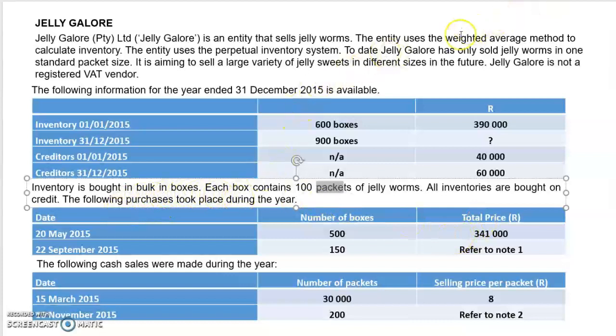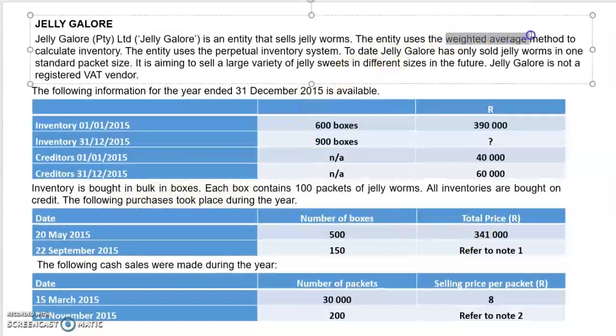Now remember, we have to value inventory on the weighted average method, and they're using the perpetual inventory system. For that reason, we must know that all transactions that we're going to record have to be recorded in date format. Otherwise, your answer is not going to be right. So purchases, 20 May and 22 September. And then they give us a price and refer to note 2. And then sales, 15 March and 10 November.